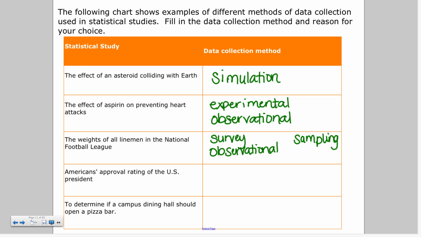Again, I would say survey. You could ask them. Observational, because you can watch the reaction to a president. A lot of times that helps people. All right, to determine if a campus dining hall should open a pizza bar. I would say survey on that one for sure, because it's going to be hard to do an observational because you don't have a pizza bar. But a census, still you could go around and ask everybody.